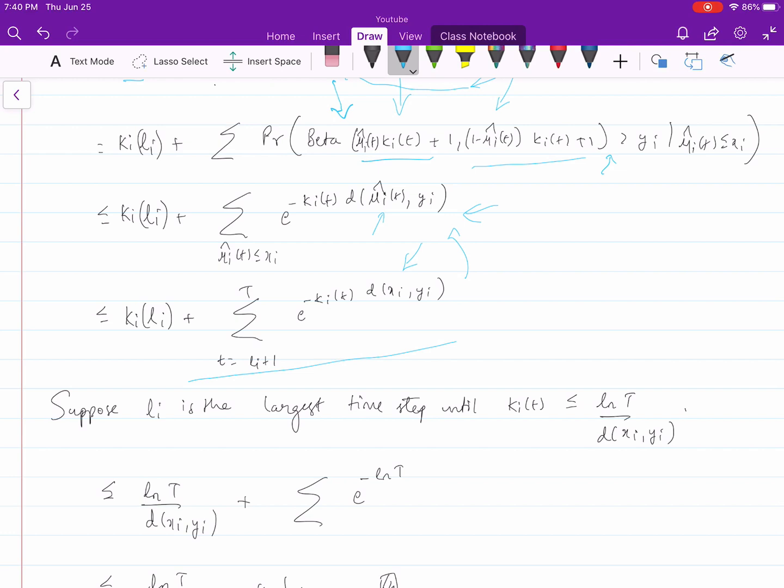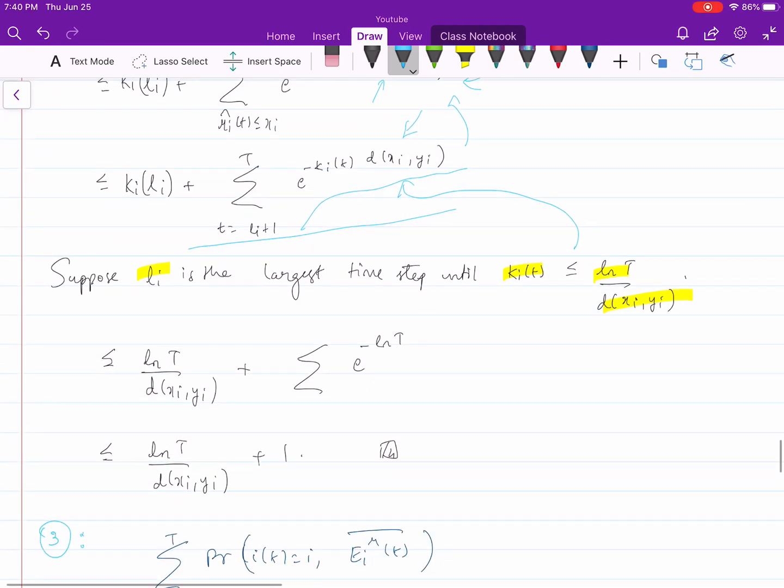Now we actually select what Li is. So suppose this Li is the largest time step until this Ki of t is less than this log t over the distance. This actually comes directly from this term. So you want this term to be constant, which is independent of the capital T. So now if we choose Ki of t in this way, we can further bound the summation by this.